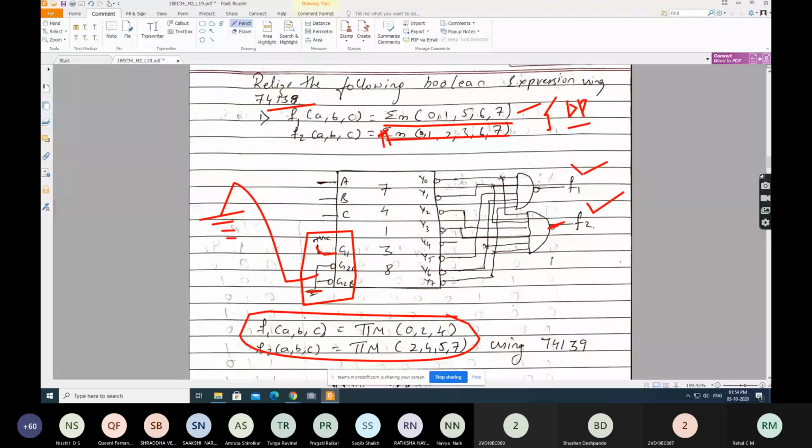F1 of ABC, F2 of ABC. There are two equations. What is the highest number? 7 is the highest number. How many inputs should be there? There are three inputs.